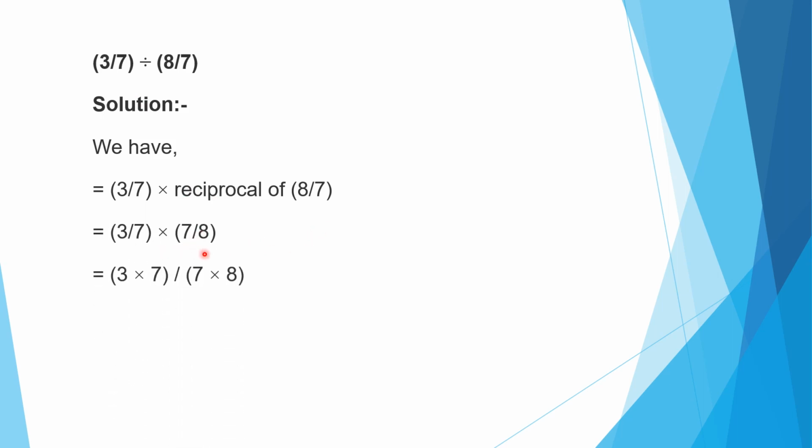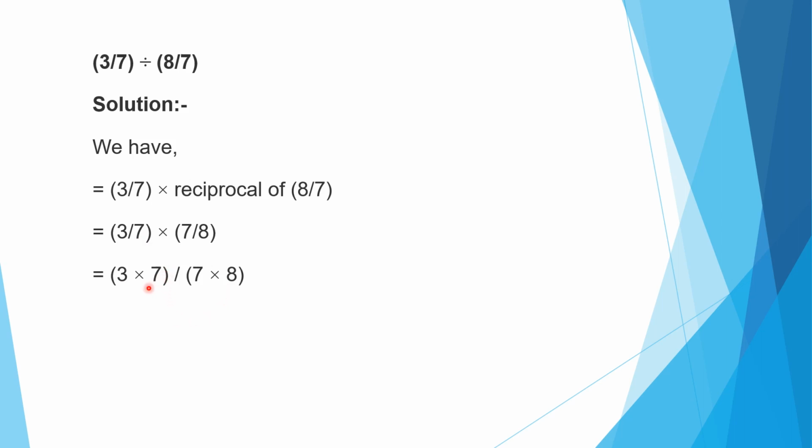So here we are having one sum. Both are fractions, 3 by 7 divided by 8 by 7. So what we have to do? First we have to get the reciprocal of this divisor, that is 8 by 7, and convert this division symbol into a multiplication symbol. Clear? Next, what is the reciprocal of 8 by 7? That is 7 by 8. Clear? Now the normal multiplication, 3 into 7, that is numerator with numerator, by 7 into 8, that is denominator with denominator.